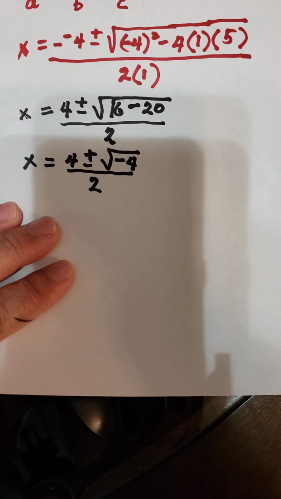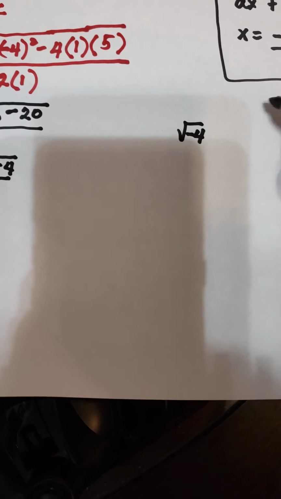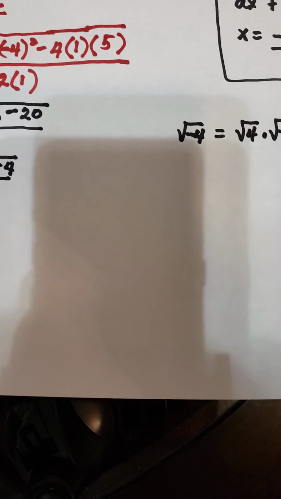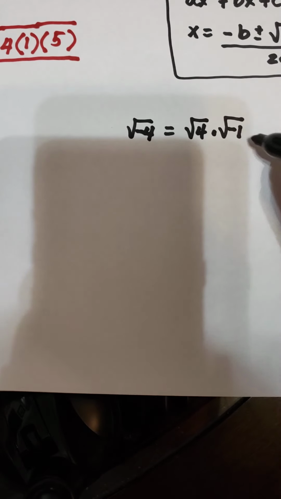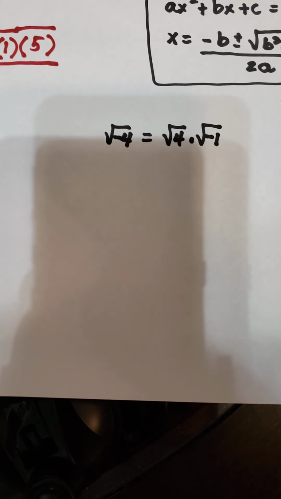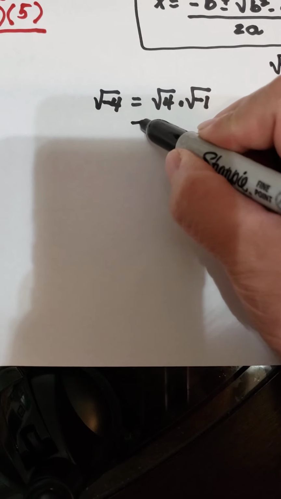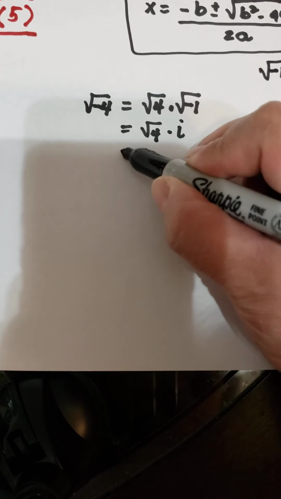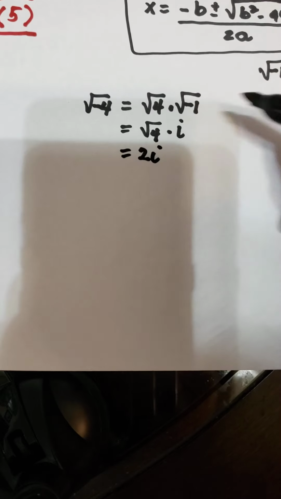the square root of negative 4, I'll write it over here, is basically equal to the square root of 4 times the square root of negative 1. Now the square root of negative 1 is basically equal to i. So in this case, this gives you square root of 4 times i, which is 2i. Remember that lesson we had? So let's go back over here.